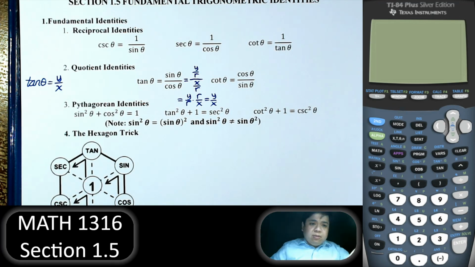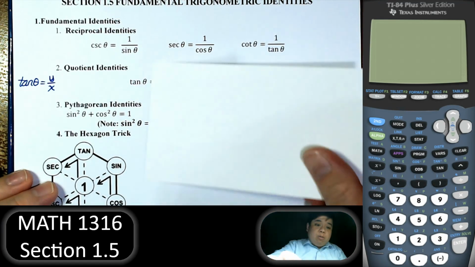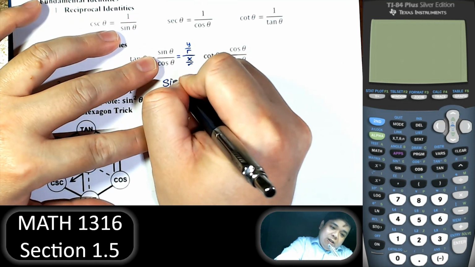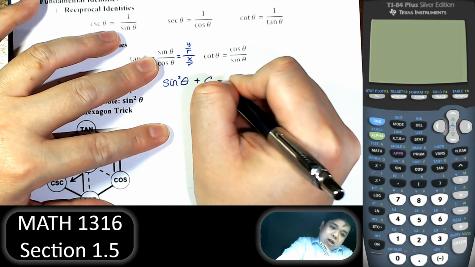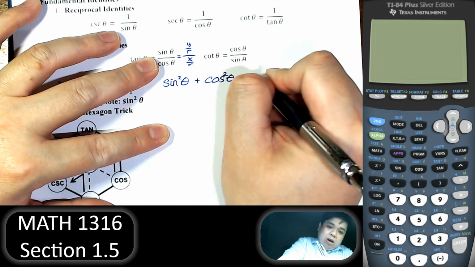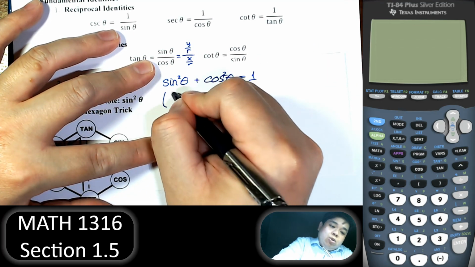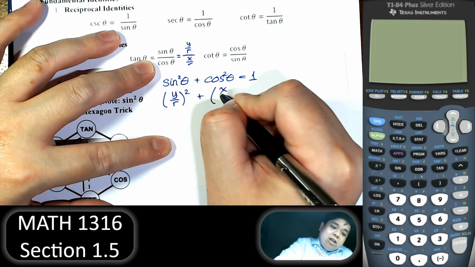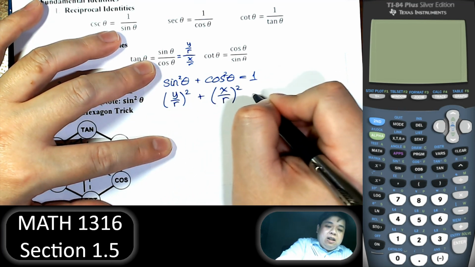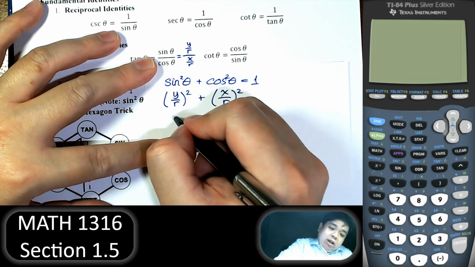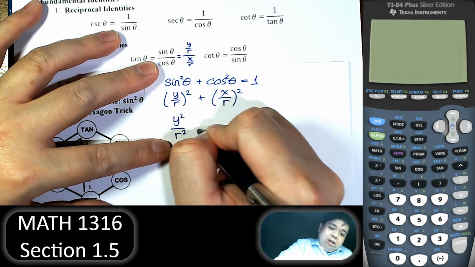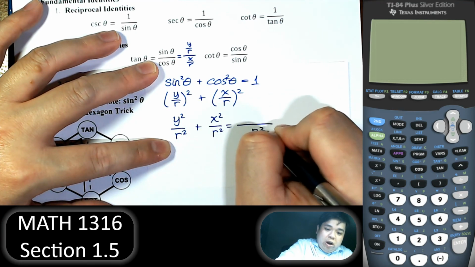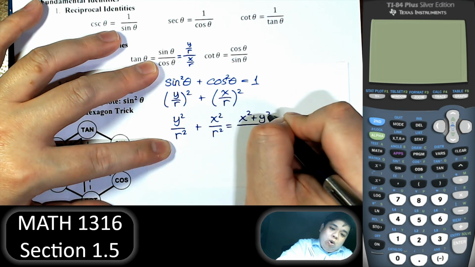Right, I don't have enough space, but I'm going to write here. We have sine square plus cosine square is equal to 1. So sine is y over r, we square that. Cosine is x over r, we square that. Now that gives us y square over r square and x square over r square. Both of them have r square at the bottom, and x square plus y square on the top.